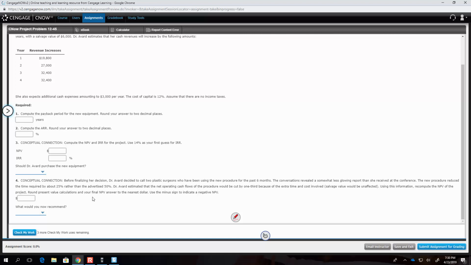basically it says, hey, these revenue amounts are way too much. We're not going to hit them. So in problem 4, it says, the conversations reveal that a less glowing report was received. The new procedure reduced the time by 25% rather than the 50. The doctor then estimated that the net operating cash flow of the procedure would be cut by 1/3.